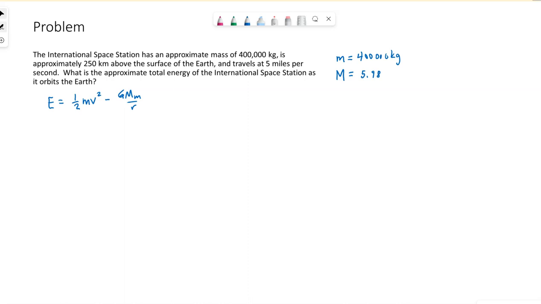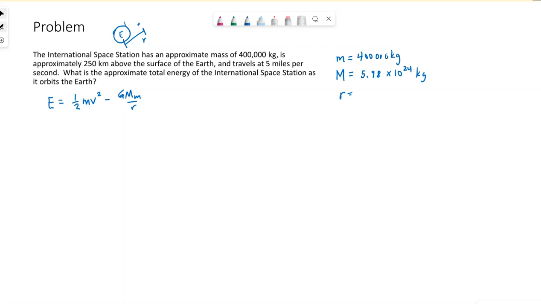So off the test notes in the astronomical data info, the mass of the Earth, 5.98 times 10 to the 24 kilograms. R in this equation is the radius of the orbit. So if we have the Earth here, space station here, we need R to be the distance from the center of the Earth to the space station.